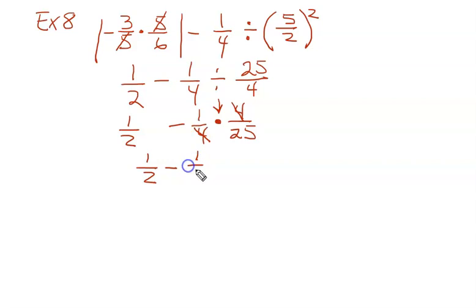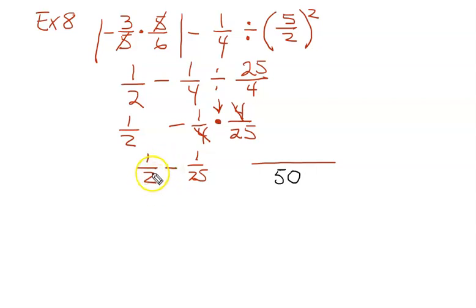minus 1/25. But now we have to add fractions with different denominators. So I'm going to change colors, and what would be my common denominator between a 2 and a 25? Well, it's actually going to be a 50. So I have to make these denominators into a 50 by multiplying the fractions by some form of 1. Multiplying anything by 1 doesn't change its value, but we can make equivalent fractions.